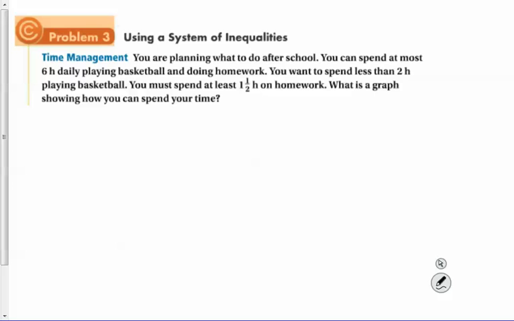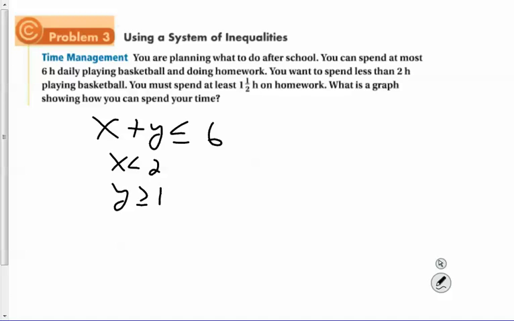So first thing I see is I'm going to do x. I guess x will be basketball, y will be homework. So I see x plus y has to be less than or equal to 6 because it's 6 hours, right? And then you want to spend less than 2 hours playing basketball, so x has to be less than 2, and you must spend at least 1.5 hours doing homework. So y is greater than or equal to 1 and 1/2.